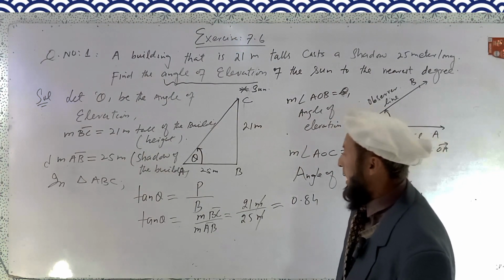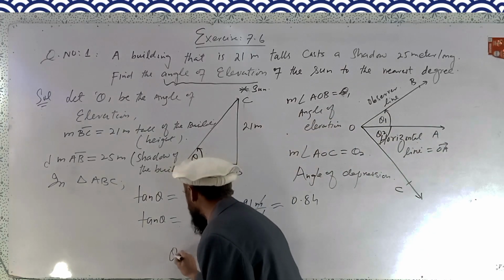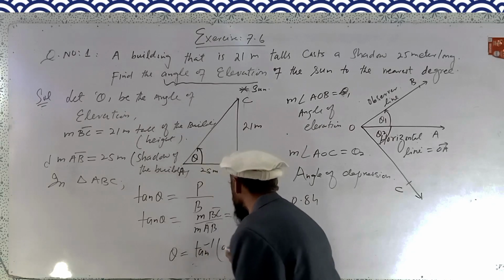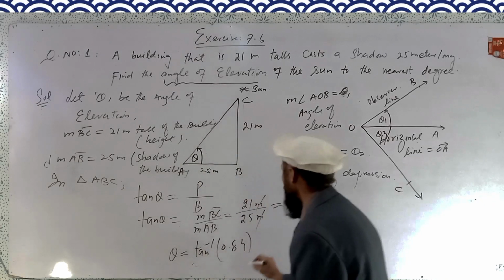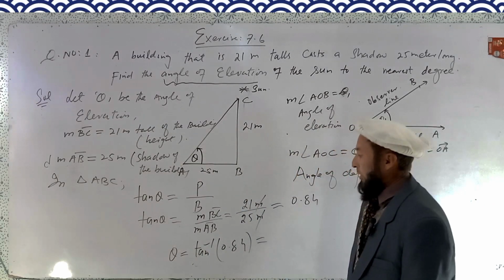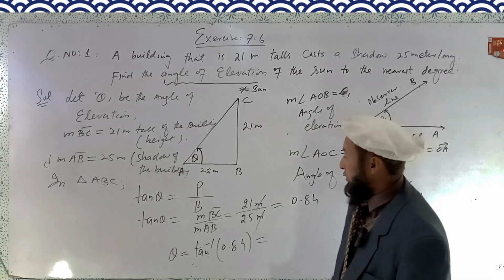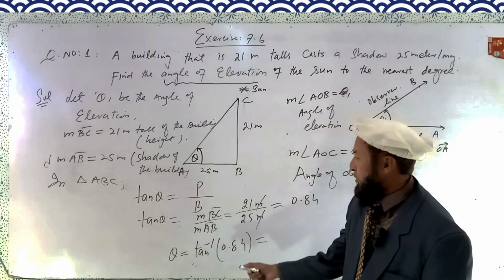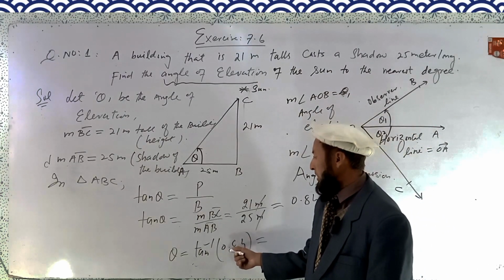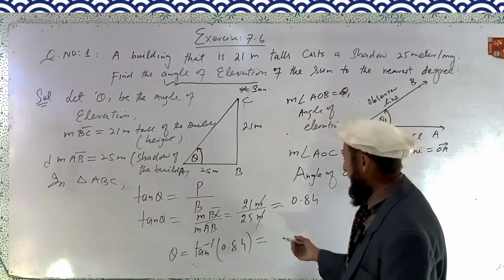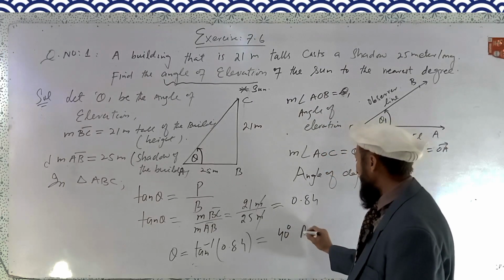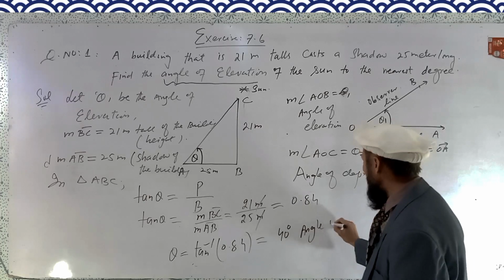But theta is required, so we change tangent to tangent inverse of 0.84. If we calculate using the calculator, press the shift button and the tangent button and put the value 0.84, we will get the answer 40 degree, which is the required angle of elevation.